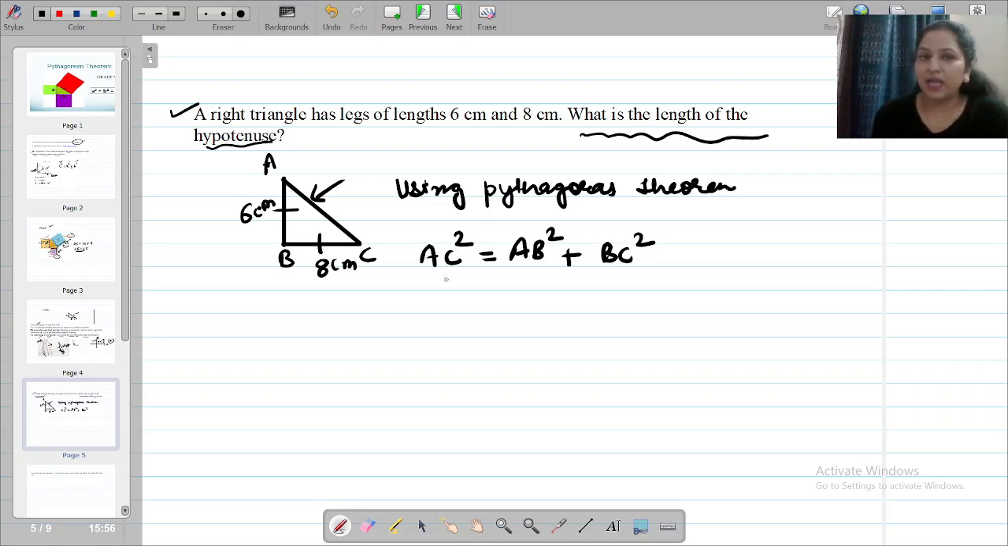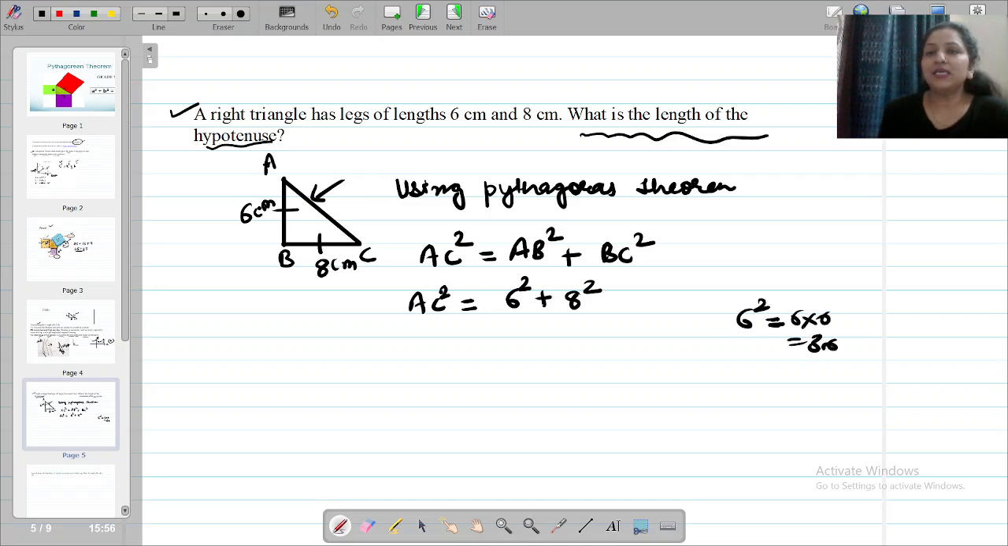Now just input the values. You need to find AC square. AB is what? It is 6. So that is 6 square. BC is 8. It is 8 square. The square means the number multiplied by itself. So what is 6 square? It is 6 into 6. That is 36. 8 square is 8 into 8. That is 64. If I add these two numbers, that will give me 100.